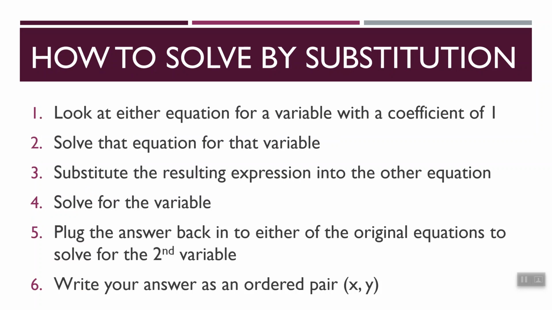So there's a lot going on here with the rules, but I would like you to take time to write these down, because when you go back later and we know all of our methods, it's helpful to have the directions here on how to solve by substitution. So the first thing we want to do is look at either equation and try to find a variable that has a coefficient of 1, because this is going to make it the easiest. You're going to solve that equation for that variable. So one of the two equations in the system will have to be solved for either x or y. Then you're going to substitute the resulting expression into the other equation and solve for the variable.